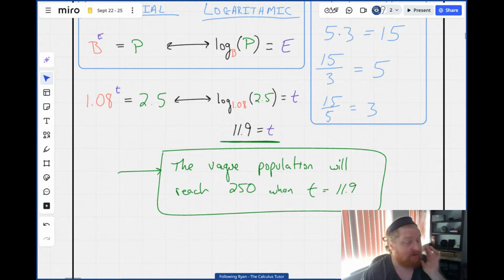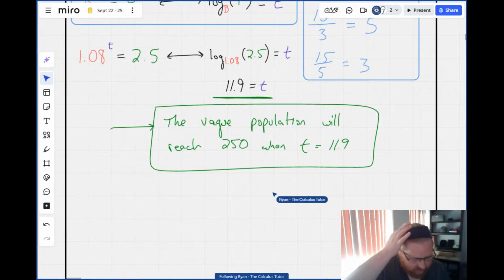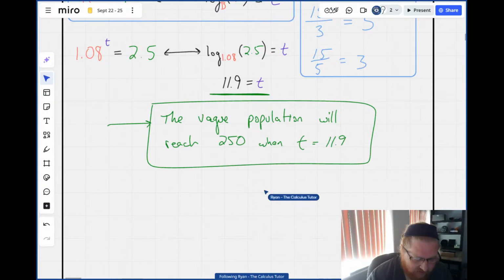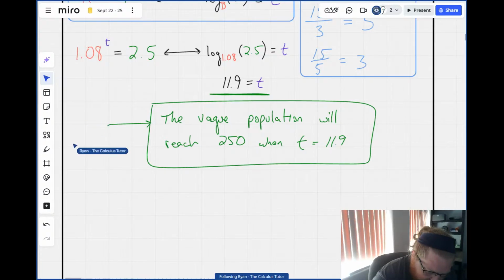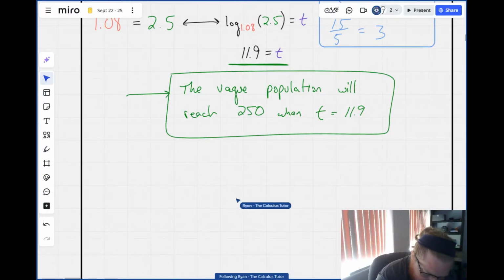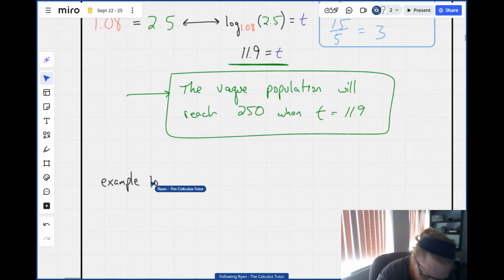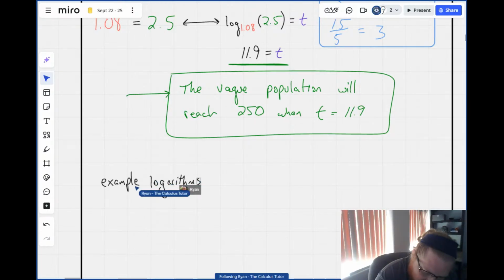How I enter that into my calculator, things like that, is definitely worth going over, I think, especially since we have a couple minutes here. So first of all, let's do some examples, huh?